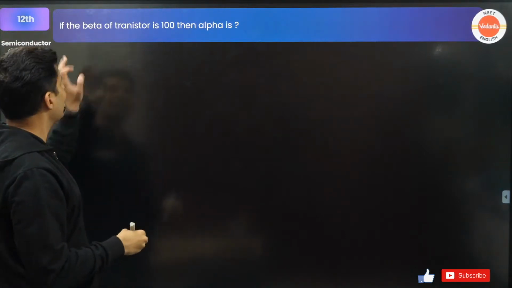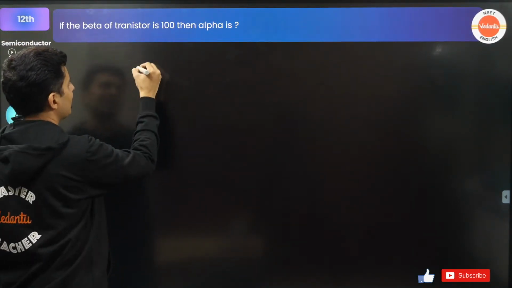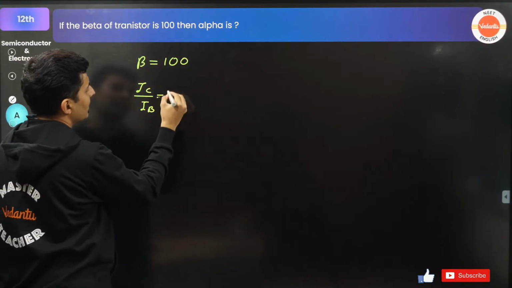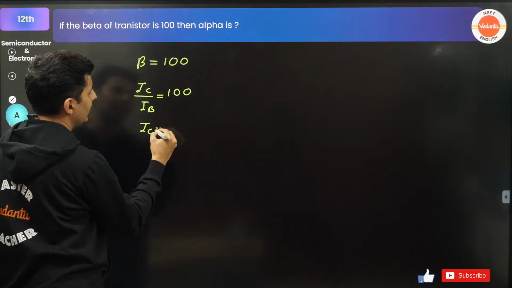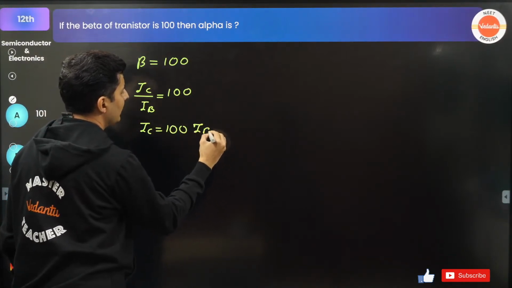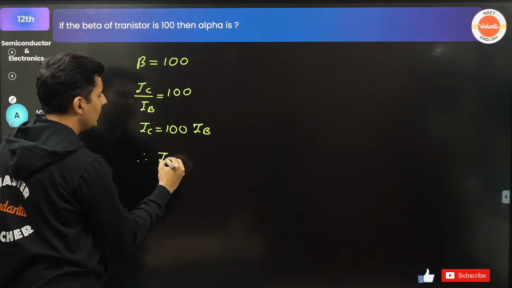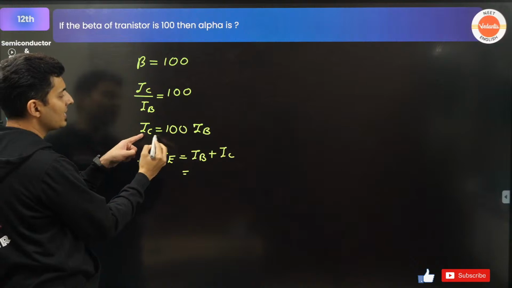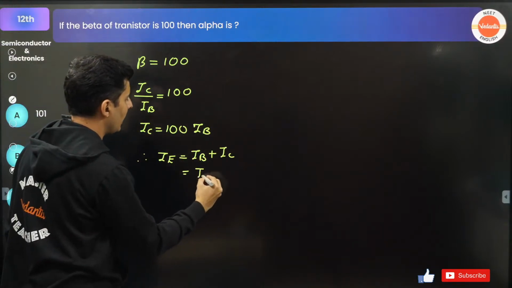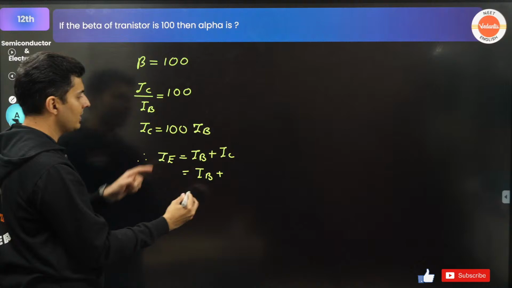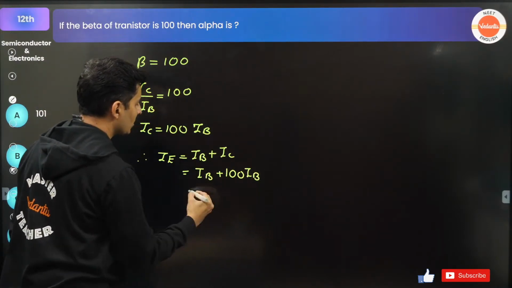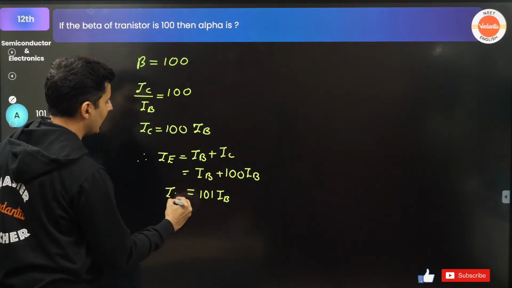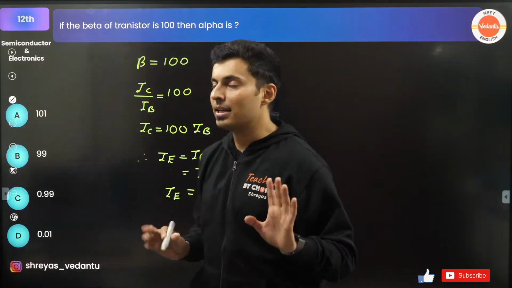Okay guys, let's take an example and do this. Beta of a transistor is 100. Beta means collector by base current is basically 100. So collector current is 100 times the base current, correct? Great. Now the emitter current, which is base current plus the collector current, instead of IC, what can I write it as? I can write it as 100 times IB. So this will be nothing but 101 times IB. That is what I get IE as.